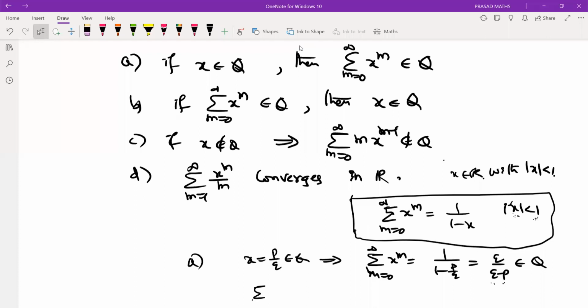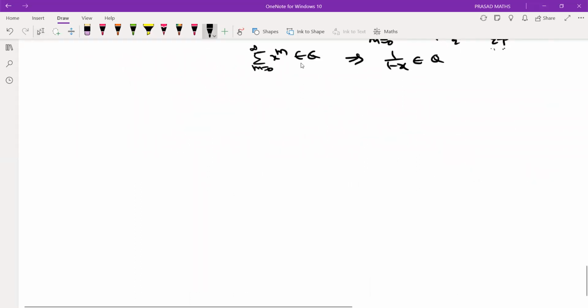If summation m equals 0 to infinity x power m is a rational number అంటే ఏంటి? దీని మీనింగ్ ఏంటి? 1 by 1 minus x is a rational number అంతే కదా. That means this is a rational number. You can take this as my sum y, a rational number.